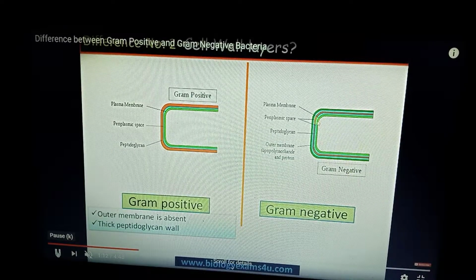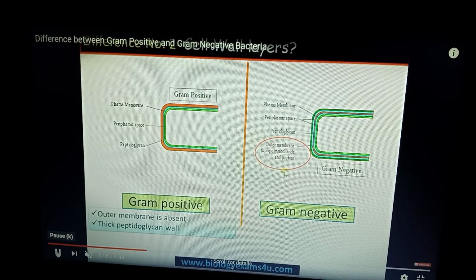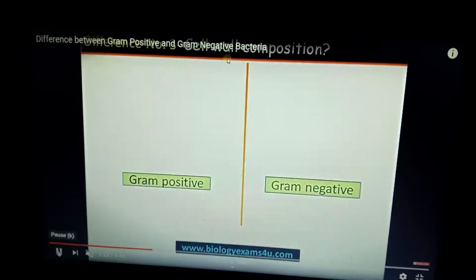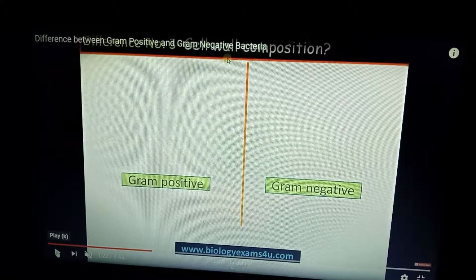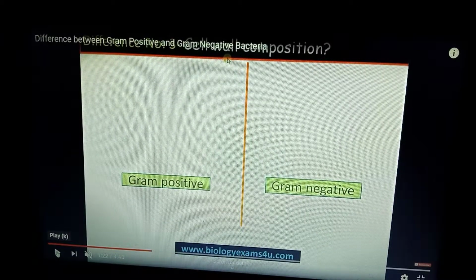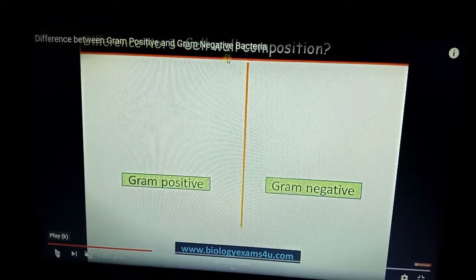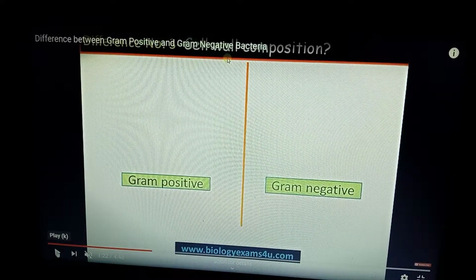That is the difference between gram-negative and gram-positive in terms of their cell wall layer. So that is the second difference between gram-positive and gram-negative. Okay, third, number 3: what is the difference in terms of their cell wall composition?